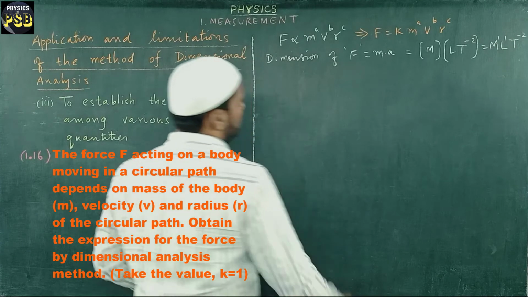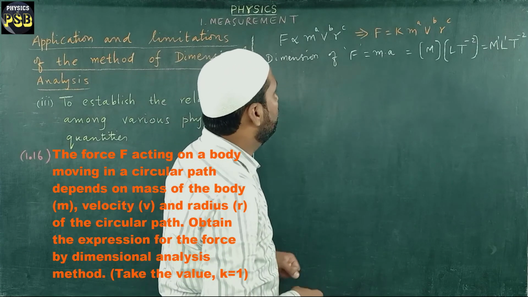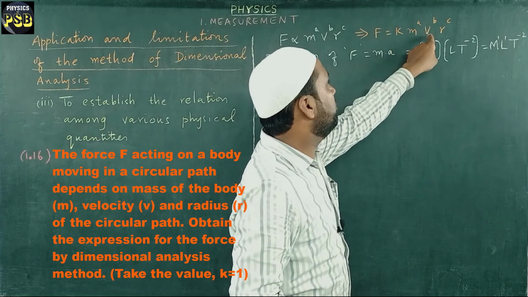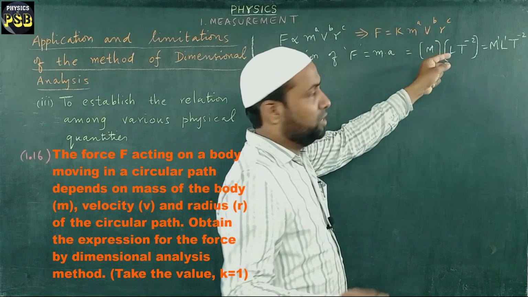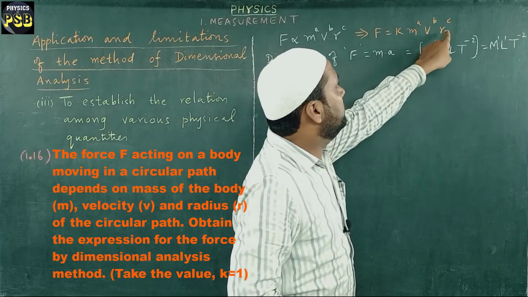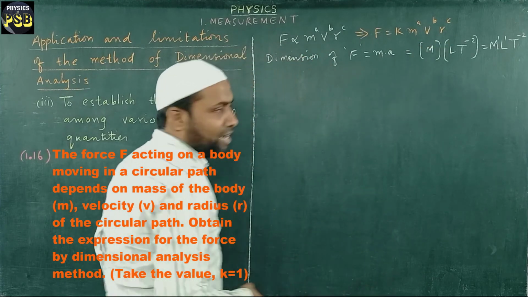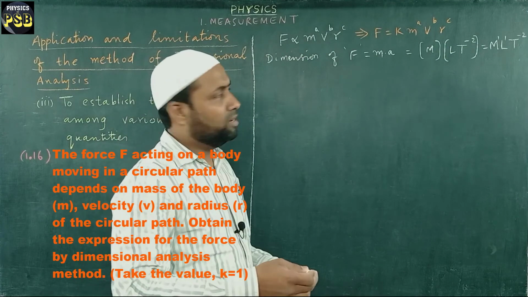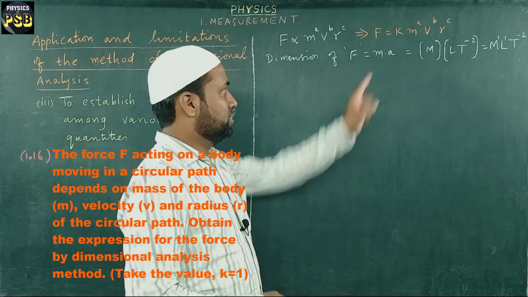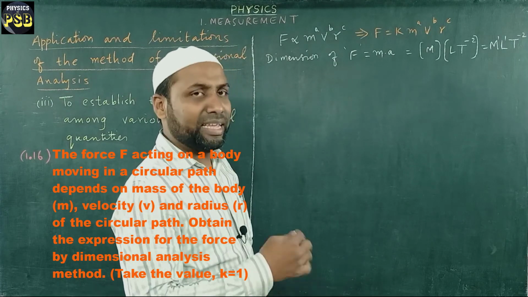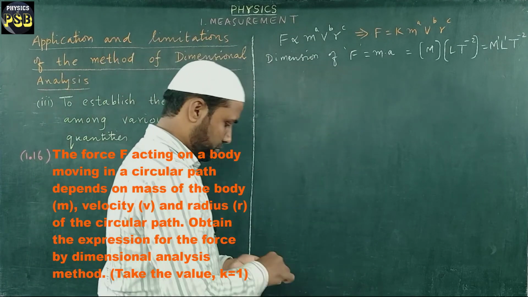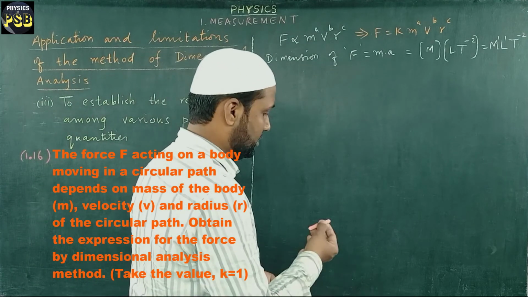The next, you know the dimension of mass is capital M. The dimension of velocity is L T power minus 1. We have obtained that earlier. Then the dimension of R. R is the radius, which is nothing but the distance between center of the circle to the circumference. So its dimension is L. So I am going to substitute the dimension of each term. What I will get? I will get this.